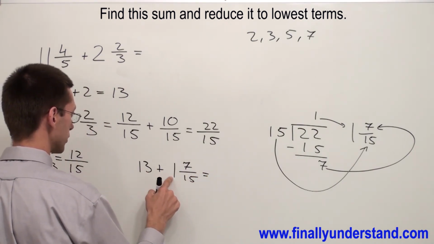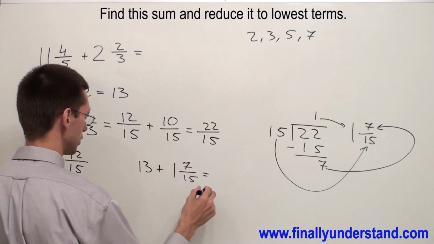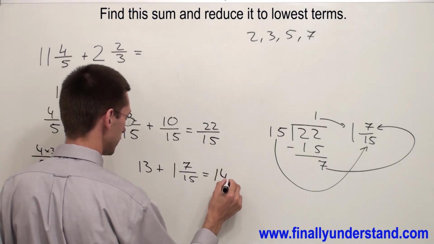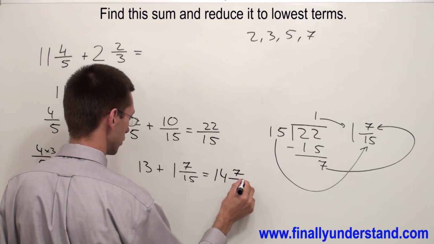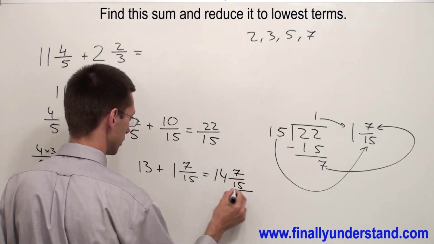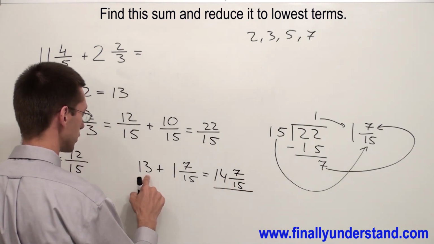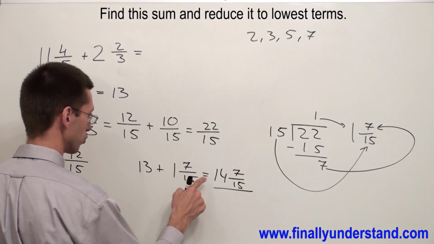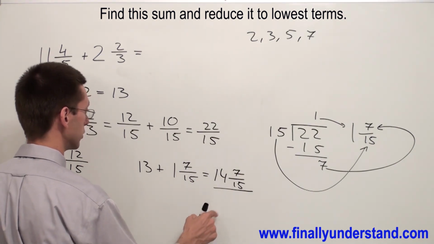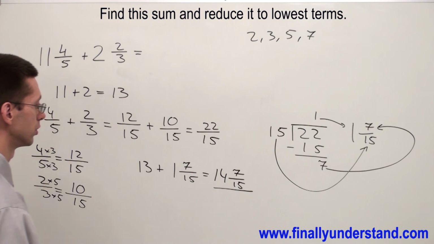13 plus 1, 7, 15 is equal 14, 7 over 15. Why? This is like $13 plus $1 and change. This is $14 and change. This is the solution to this problem.